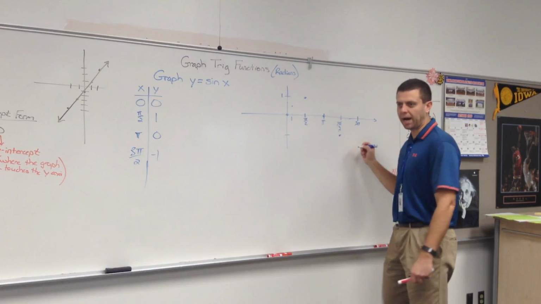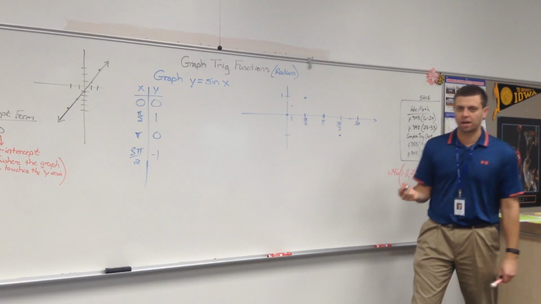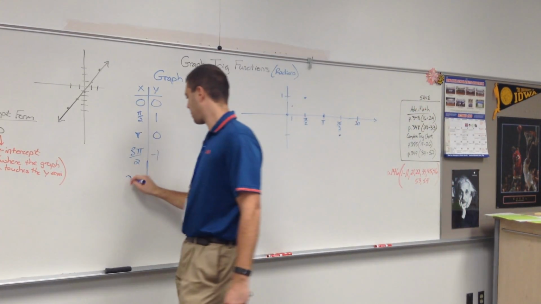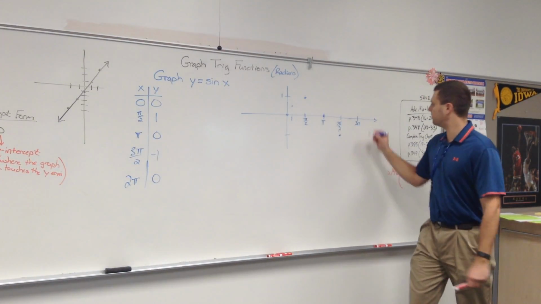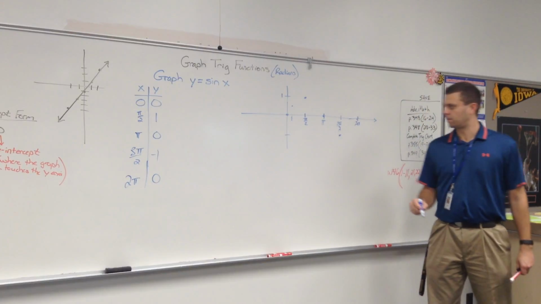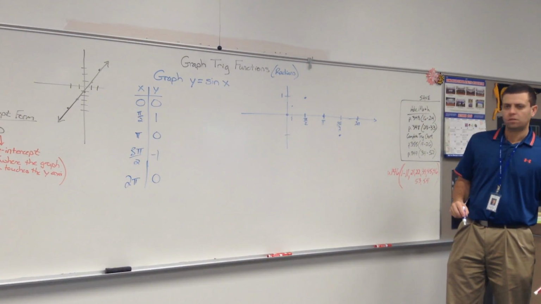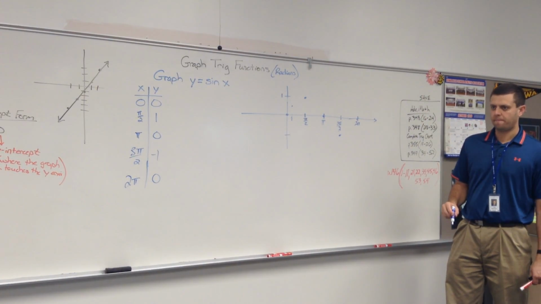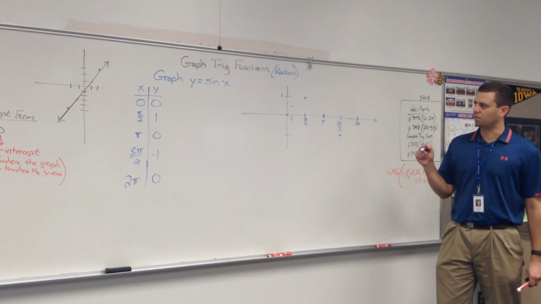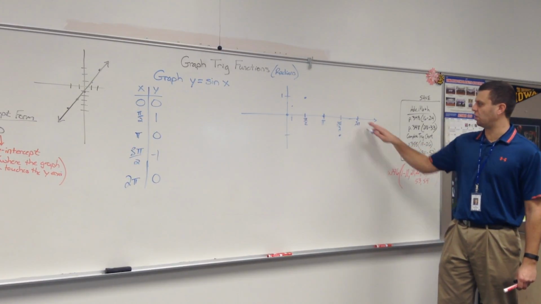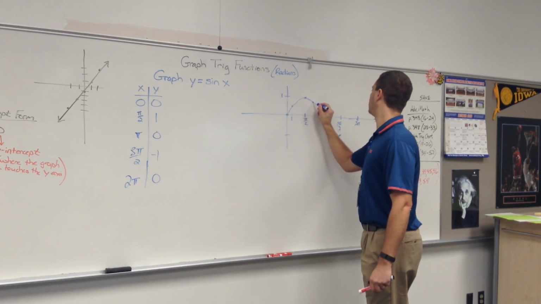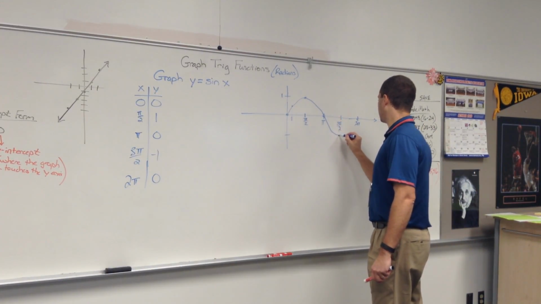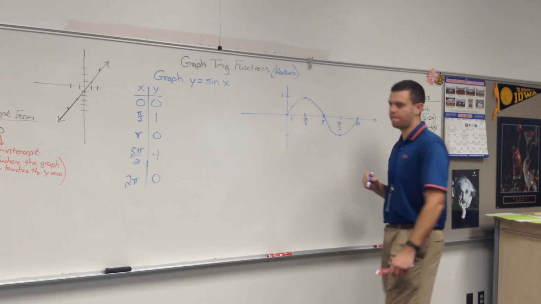When we get to 2 pi again, which would be 360 degrees, right? We'll be back up to 0. So your sine graph, if I were to graph it from 0 to 2 pi, looks like a wave, right?